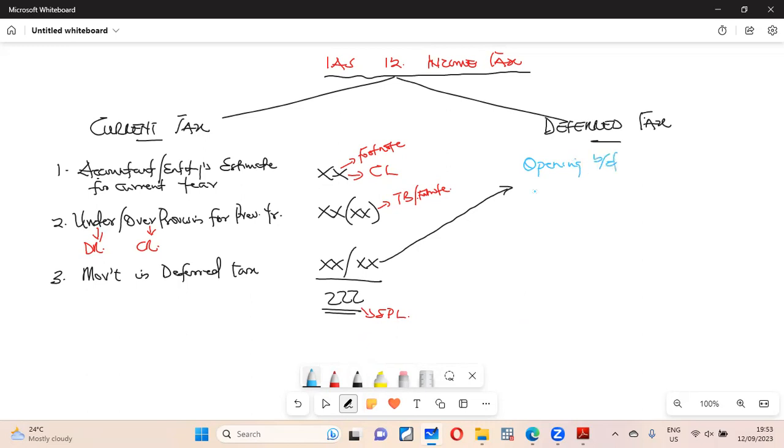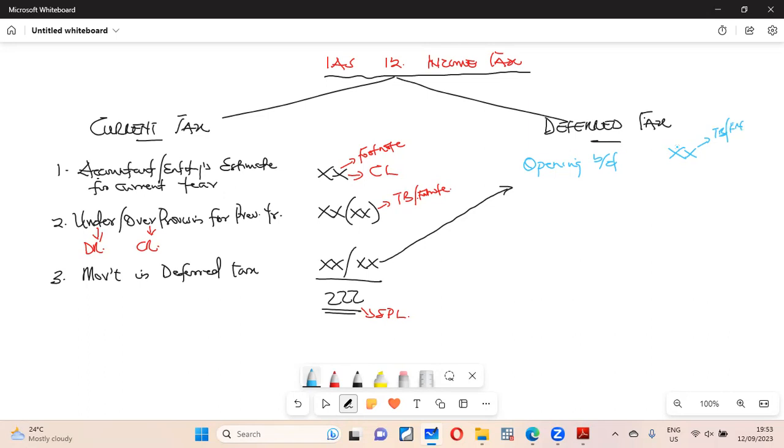All right, the opening balance brought down of the deferred tax. You will need it. And also, that is always given to you in the question. So you may find it in the trial balance or you may find it in the footnote. All right, so please take note of that.